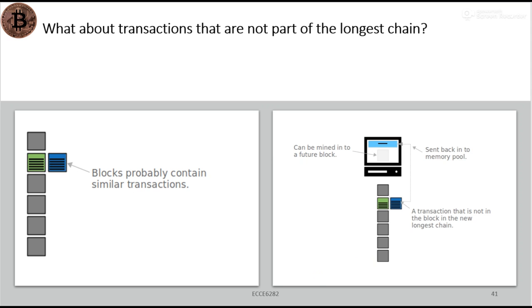But there is no guarantee that if a transaction does not exist in the active chain, it may as well have never happened. Why? Because if there are some transactions in the blue block that are not present in the green block, when the blue block is not part of the blockchain, these transactions will go back into the memory pool, and when a new block is being created, they can be chosen again from the memory pool and included in the next coming block. So that is not a big problem in the Bitcoin network.